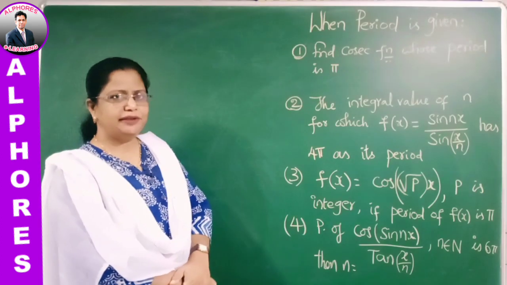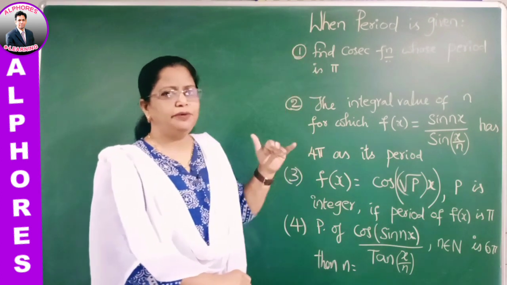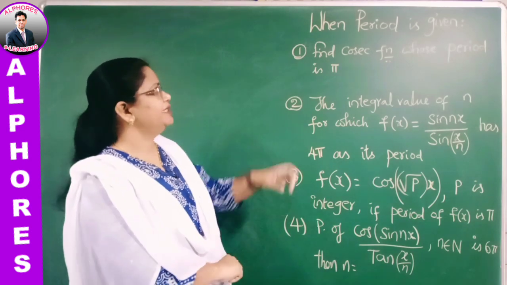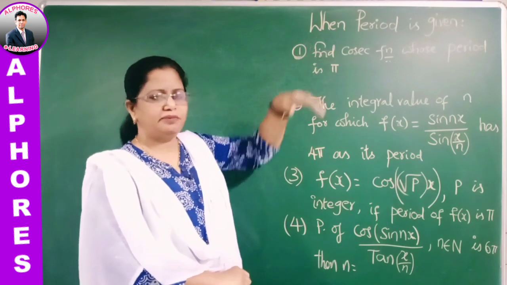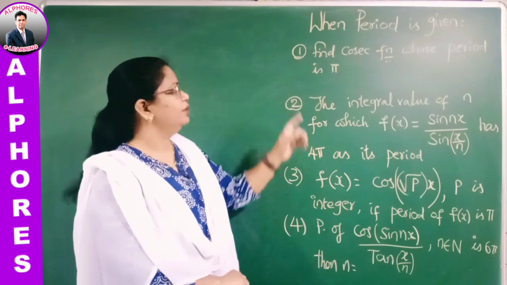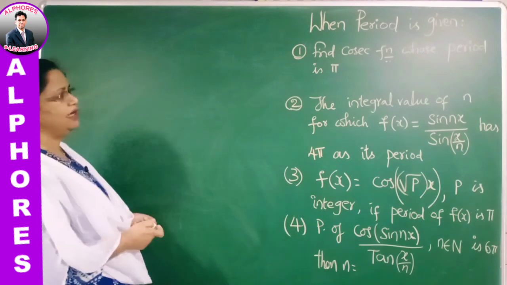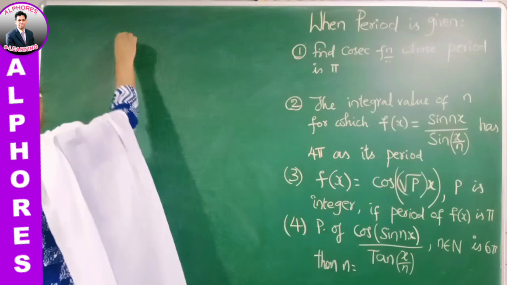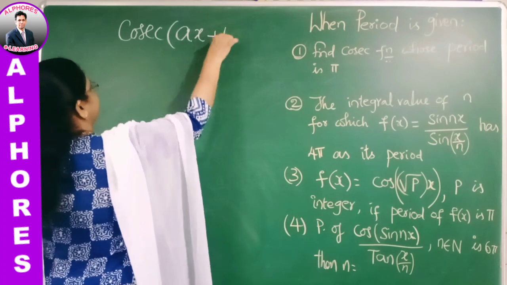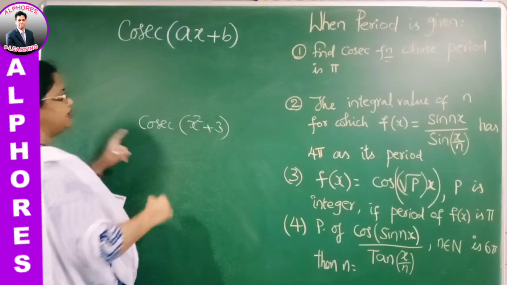So now let us observe the other model concept in periodicity: in some problems they give the period of the function, then they ask about some unknown values. So let us observe problems when the period of a function is given. Now suppose they ask: find the cosecant function whose period is pi. So what is a cosecant function? That means you can always take linear values. That means cosecant of ax plus b. Understand? So you can't take cosecant of some x square plus 3, because this is not periodic.